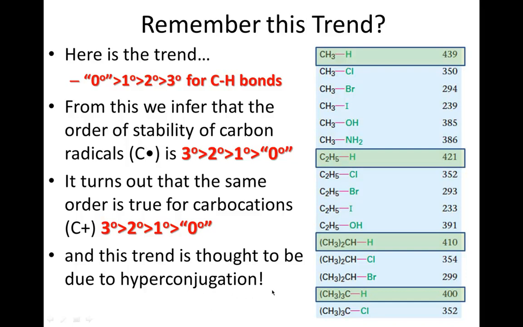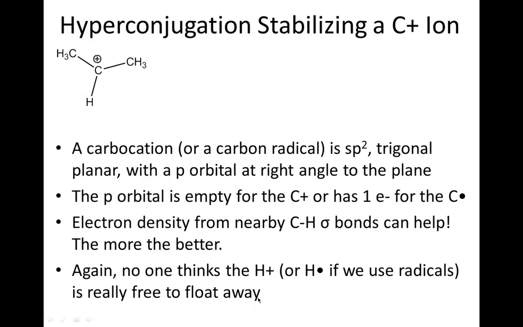And hyperconjugation can explain this order because the more possible CH bonds you surround that carbocation with, the more stability you can impart to that carbon that's got either an empty orbital or a carbon with an odd number of electrons on it. So here's a picture. Here's a carbocation, radical, cation, and so it's planar. It's sp2, and so this charge is in an empty p orbital. And that one's secondary.